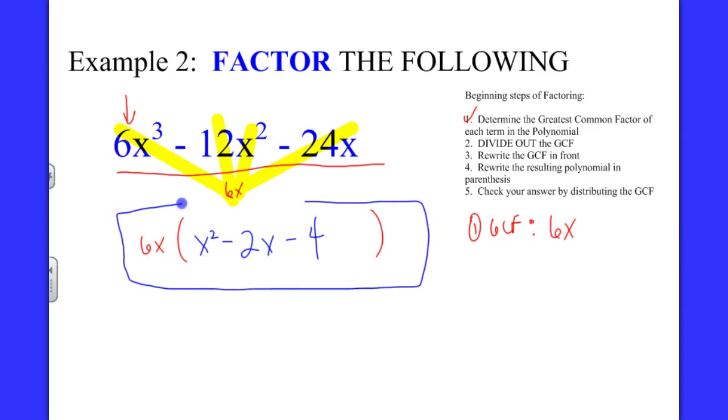And we would check that answer by multiplying it back. I'm not going to write it down, but 6x times x squared is 6x cubed. 6 times 2 is 12. X times x is x squared. And 6x times 4 is 24x. And the signs just match right there. Okay, so again, this is the factored form.